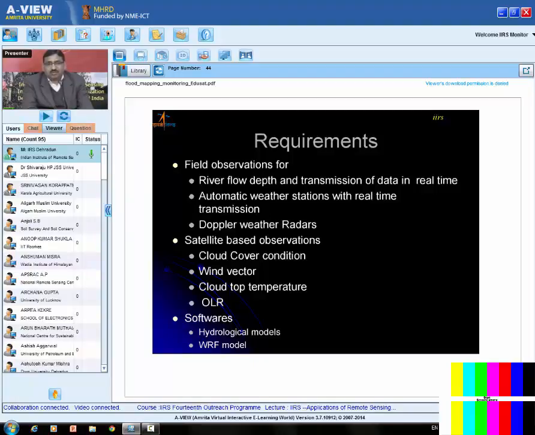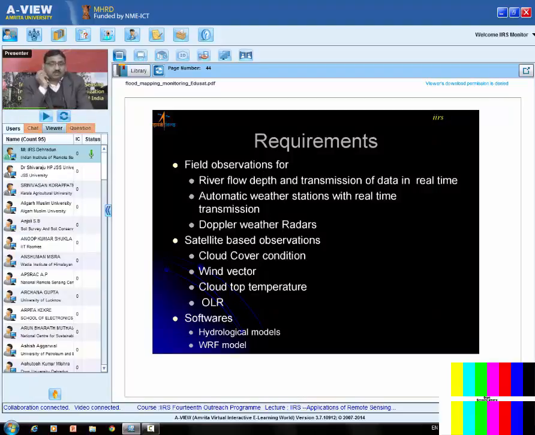In Himachal Pradesh, one near Hamirpur, one near Manali, above Manali in fact, near Koti. Every 5 minutes we are getting data about the weather, like temperature, rain, all the information. Then I don't know whether there is a possibility of Doppler weather radars. They give a lot of information. Satellite-based observations: cloud cover conditions, wind vector, cloud top temperature, outgoing long wave radiation. I need this information every half an hour.